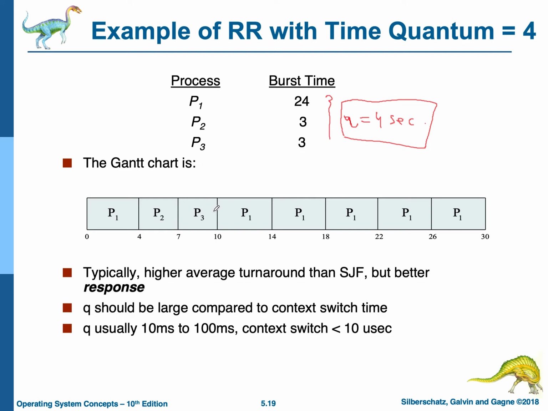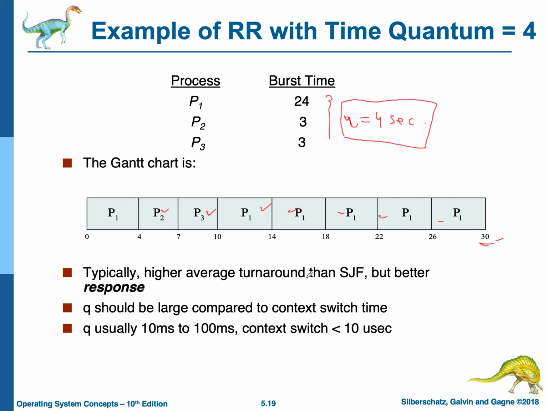Then P3, which also requires a CPU burst of only 3 seconds, was served. Then the turn comes again for P1, and again P1, until P1 is completed. So at 30 units of time everything is completed.